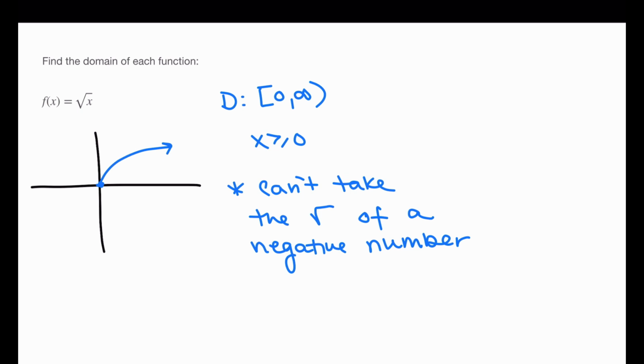It doesn't ask about the range, but the range of this is also all non-negative numbers, everything from 0 to infinity. My outputs are also positive numbers as well as 0.